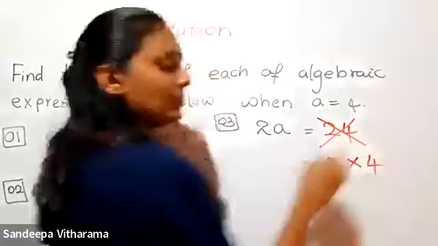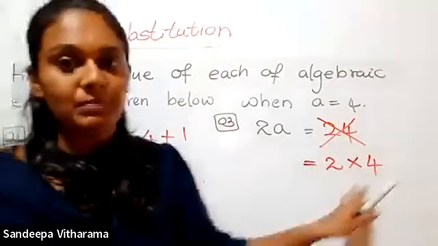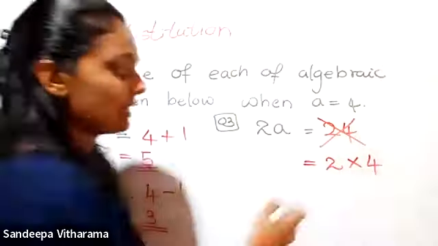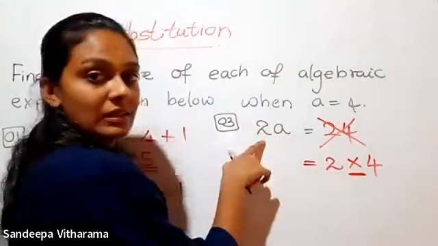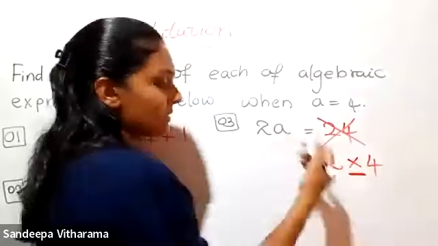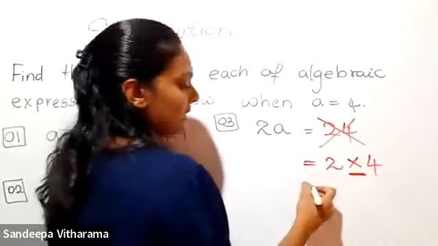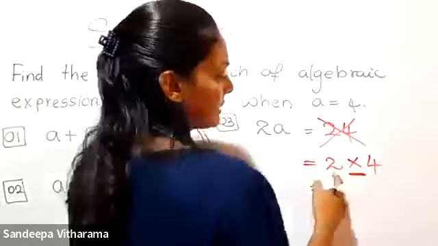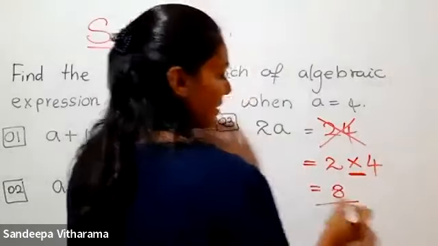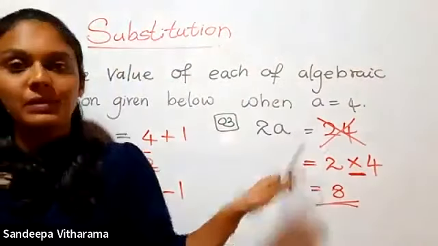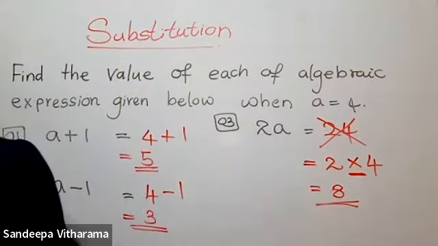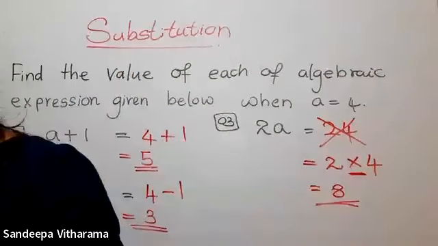2 into 4. Okay, 2 multiplied by 4. This multiplication symbol definitely comes after 2, when 2 and a particular algebraic term are together. Then 2 into 4, it is 8. That means this means multiplication. Okay. Then please write down this.